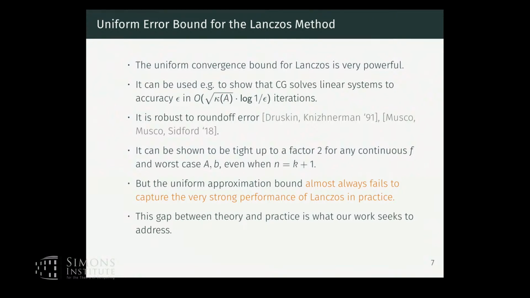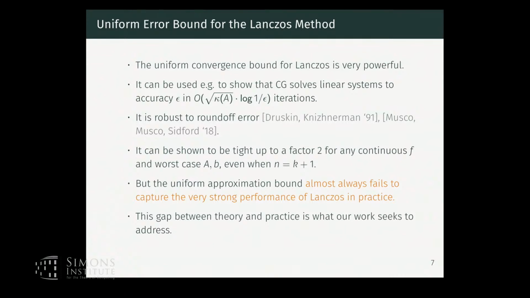Okay, so this is a really cool error bound for Lanczos, but it's often not good enough. This uniform error bound almost always fails to actually capture the performance of Lanczos in practice. If you plot the error that you're getting out of the method, it's usually way, way better than this uniform error bound. I'll show you a picture in a minute. And so this is the entire point of this line of work: to understand why this error bound is not capturing what's happening in practice and to give better error bounds.